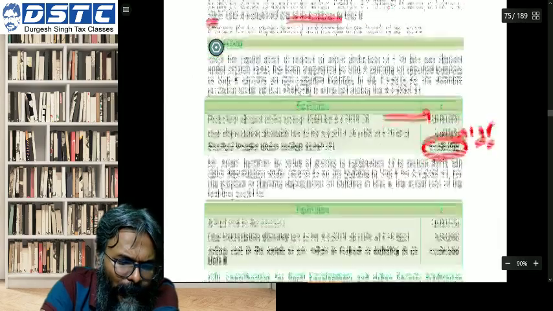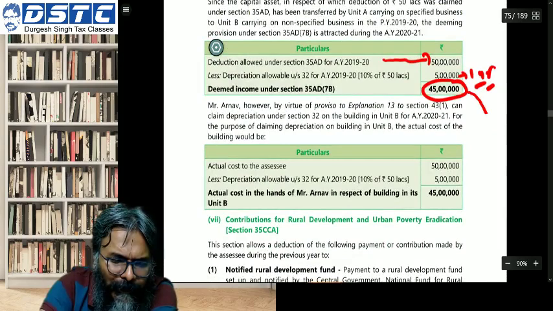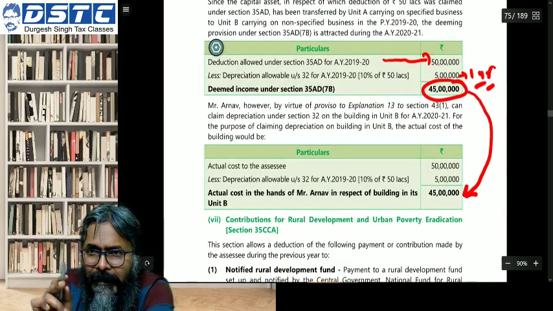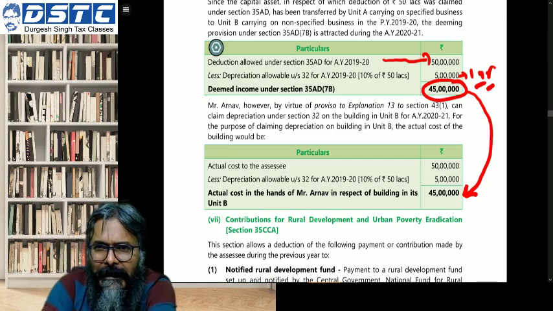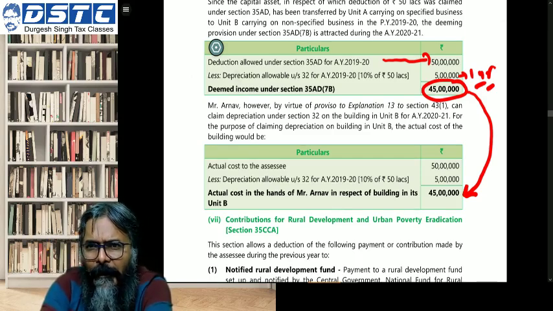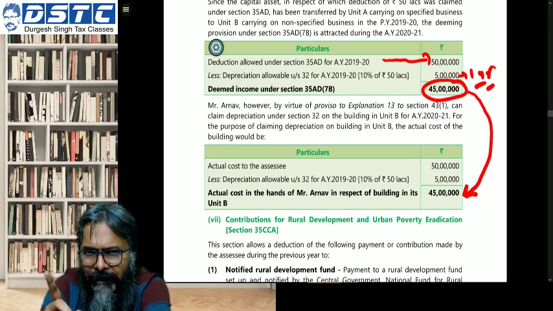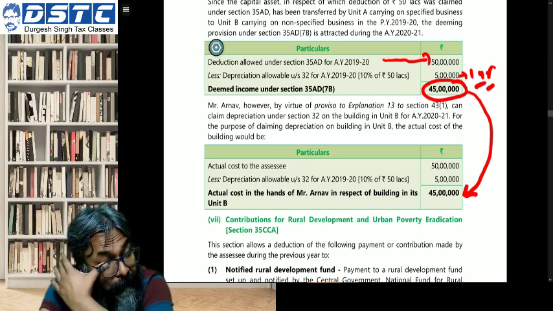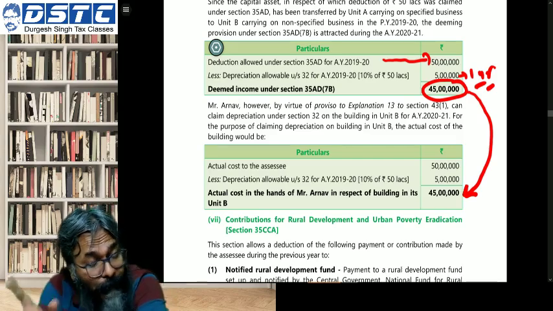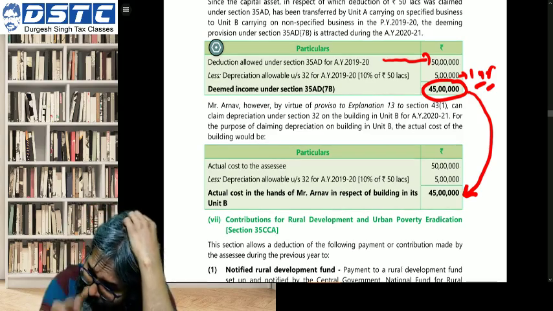And as I told you, the asset will now enter into the block. At what value will it enter into the block? It will enter into the block at rupees 45 lakhs. Students, in scientific research, when the asset is taken away from the scientific research and it is used for the business purpose, then there is no deemed income.